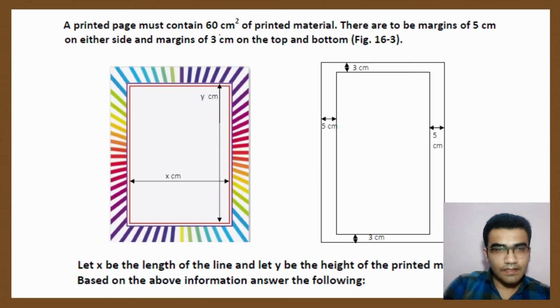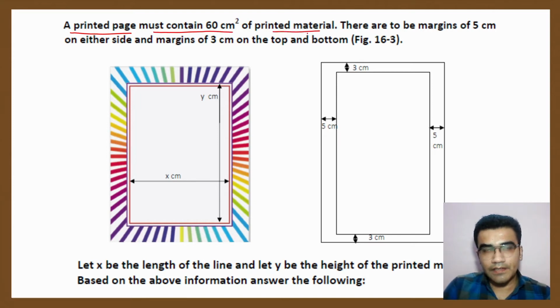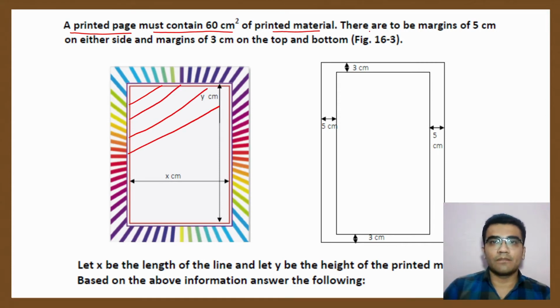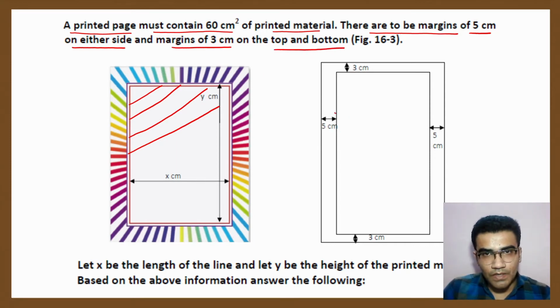So welcome everyone, and this is the question. The question says a printed page must contain 60 centimeter square of printed material. Printed material means only this part, so the area of this part is 60 centimeter square. There are to be margins of 5 centimeter on either side and margins of 3 centimeter on the top and bottom. You can see in picture number 2, here this margin is 5 centimeter and here this margin is 5 centimeter, and the top margin is 3 centimeter and the downward margin is also 3 centimeter.